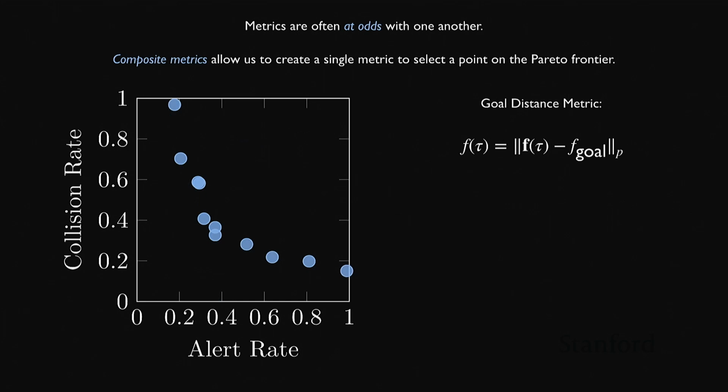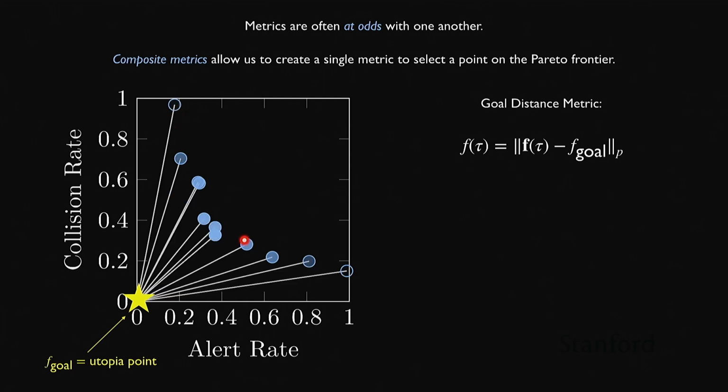Another type of metric is a goal distance metric. So here we have some goal point. A lot of times we select it to be something that we call the utopia point, which is what we would want in an ideal setting. So ideally we alert none of the time and we have no collisions. But this is kind of impossible to achieve. But we want to get as close as possible to it. So we just compute the distance from each point on the Pareto frontier to this utopia point, and we pick the one that has the minimum distance.